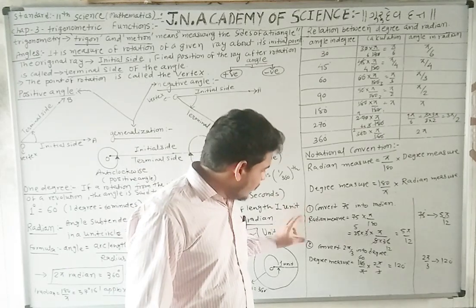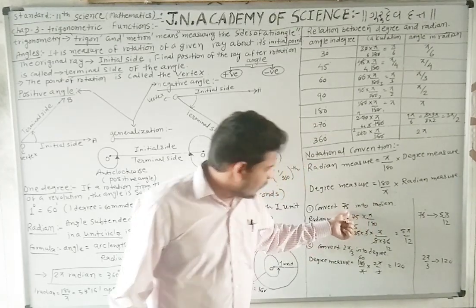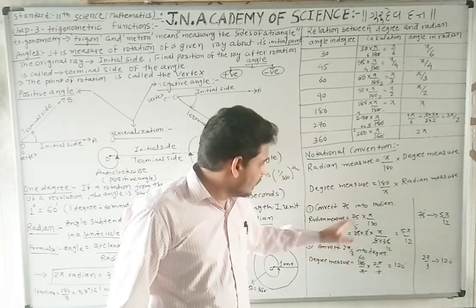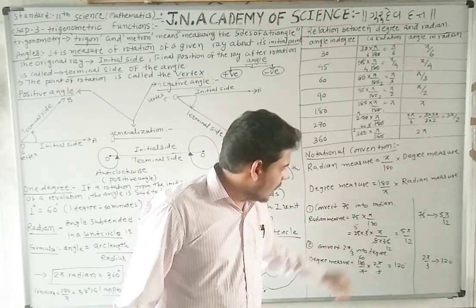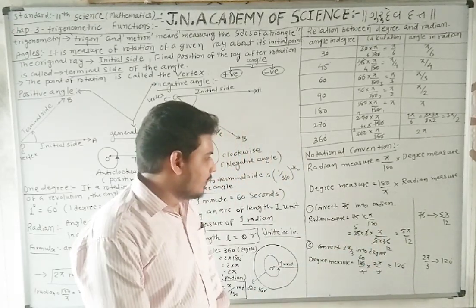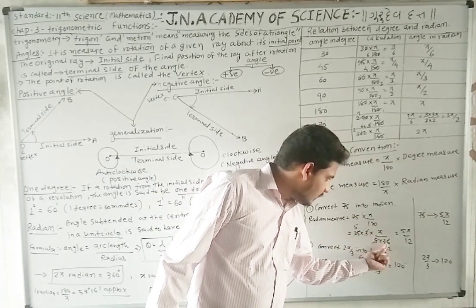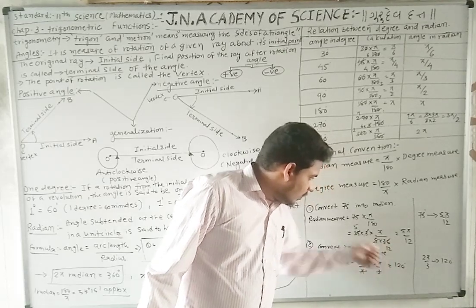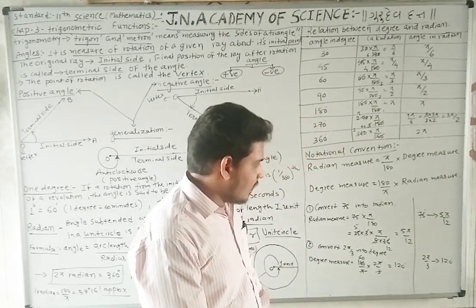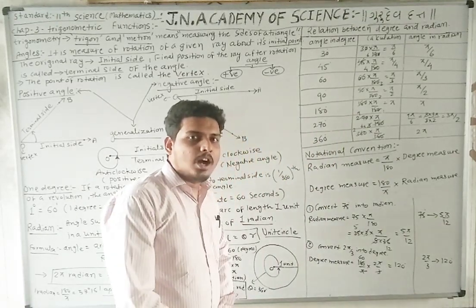I am giving two examples. The first example is the conversion of degrees into radians. Here 75 degrees is given, so you have to apply this formula. The radian measure will be 75 multiplied by pi upon 180. Here 75 is 25 multiplied by 3 and 180 is 36 multiplied by 5, so they cancel out and we get 5 pi by 12. So 75 degrees converts into 5 pi upon 12 radians.